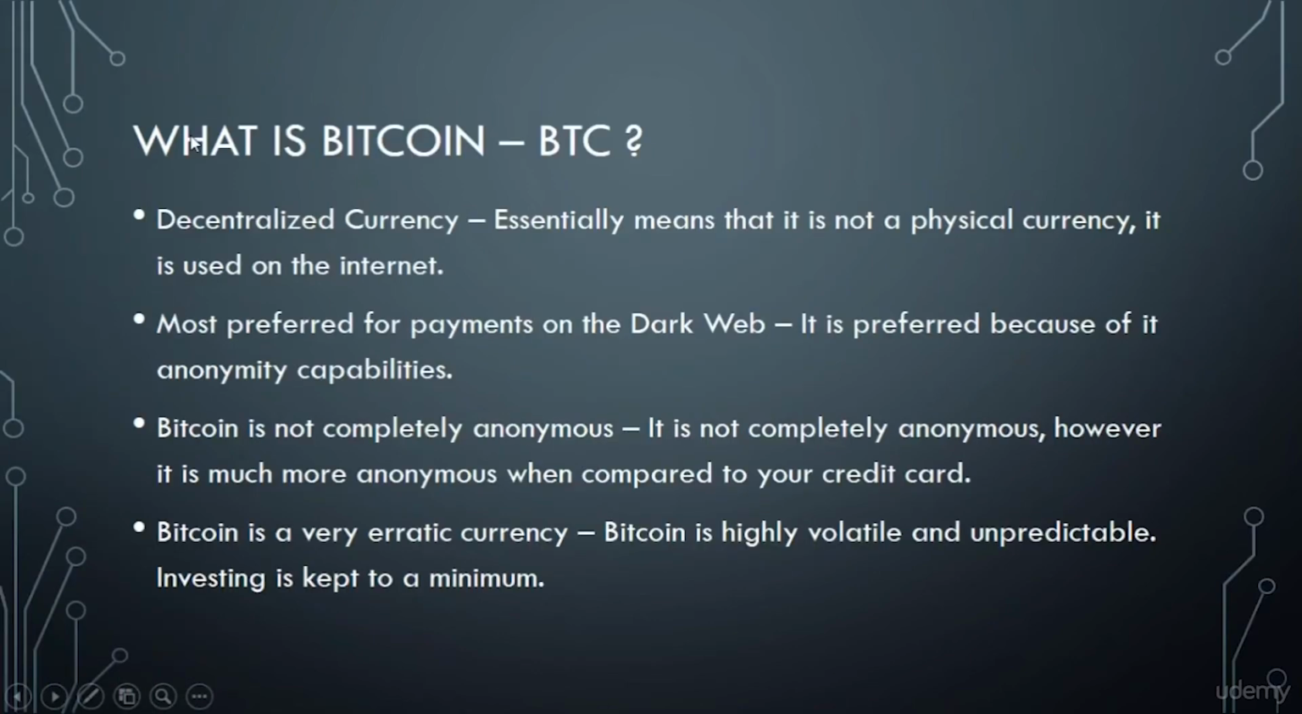Coming on to understanding what a Bitcoin is, you first have to understand that it has an abbreviation, and that is BTC. So let me basically explain what Bitcoin is. Firstly, Bitcoin is a decentralized currency, which essentially means that it's not a physical currency. It's used on the internet. So it's not a currency that you can have physically. It's a currency that is essentially worth value on the internet or digitally.